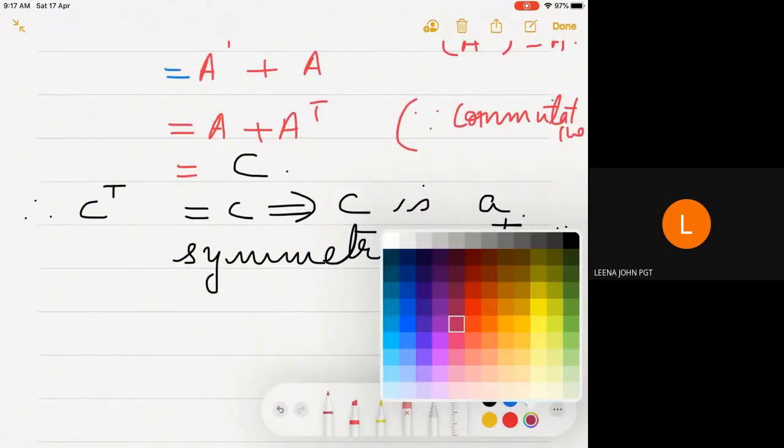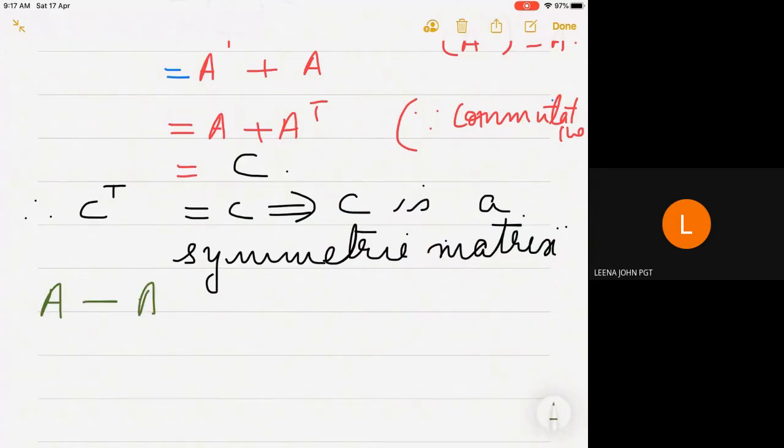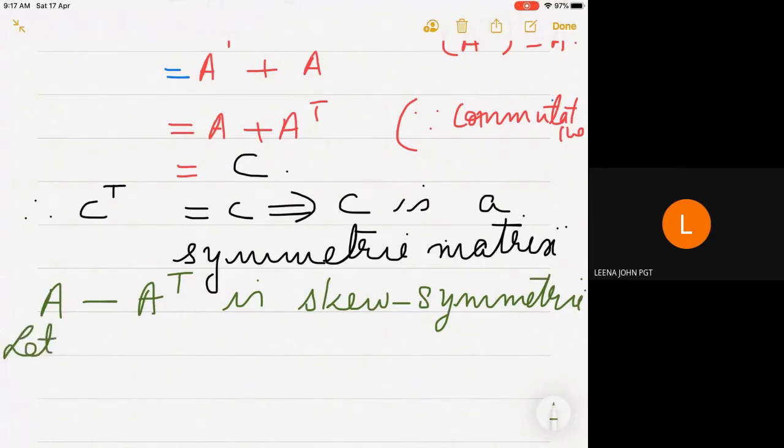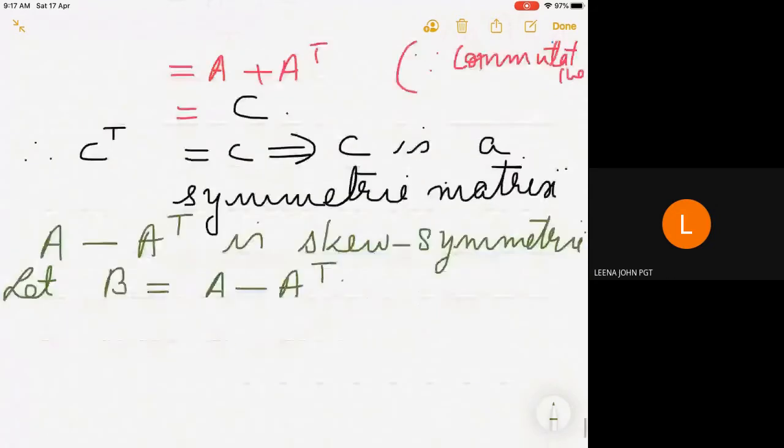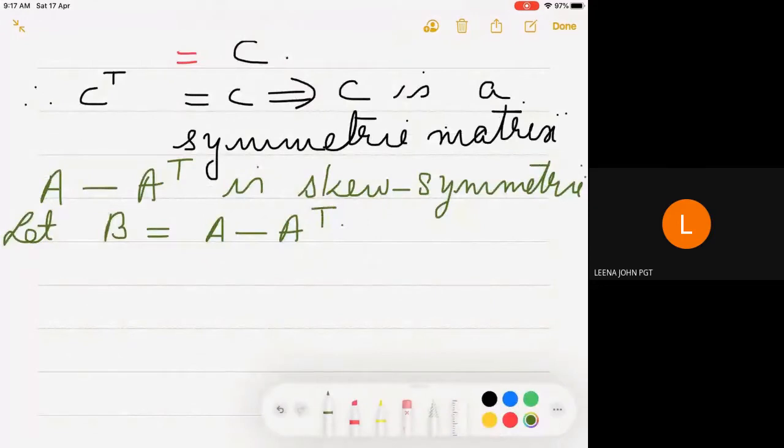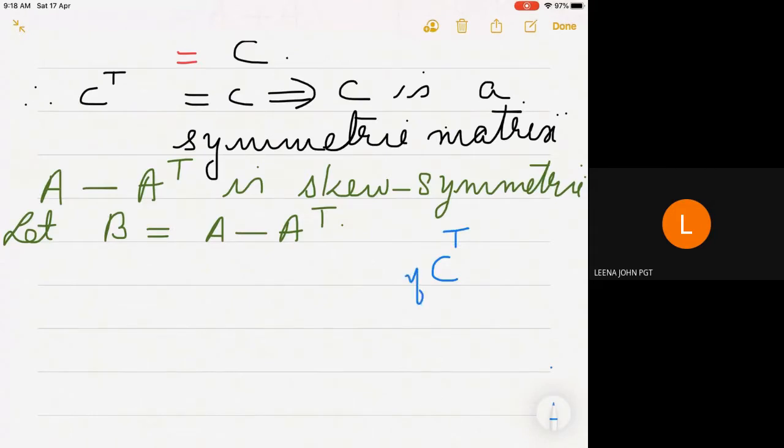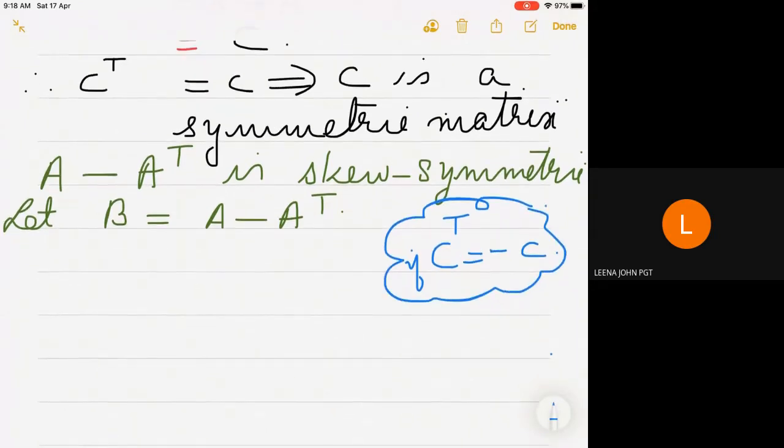Similarly, the other one, A minus A transpose, which is skew symmetric. To prove that, take B equal to A minus A transpose. Now recollect the definition of a skew symmetric matrix. A matrix C is said to be skew symmetric if C transpose equals minus C. We will be applying this definition to check the skew symmetry of the matrix.